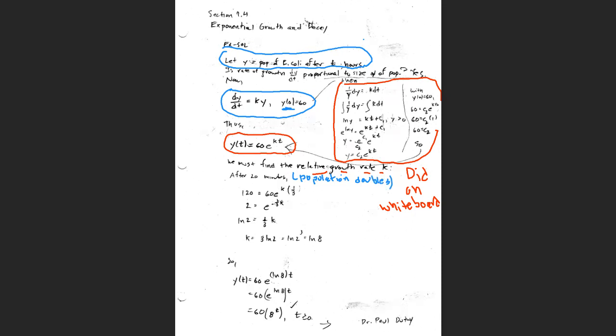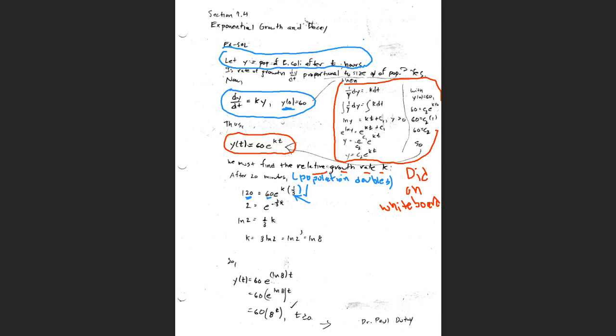Well, how many cells did we start with in the problem? 60. That's right, Ange. Well, double 60 is 120. So 120 would equal 60 times e to the power k times 1/3. Now I'm putting in 1/3 here. Why am I not putting in 20 minutes? Where does that 1/3 come from?